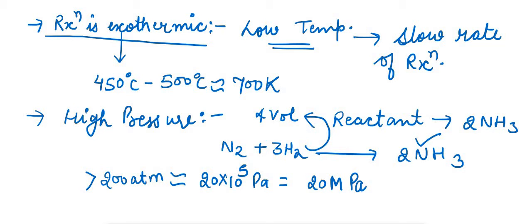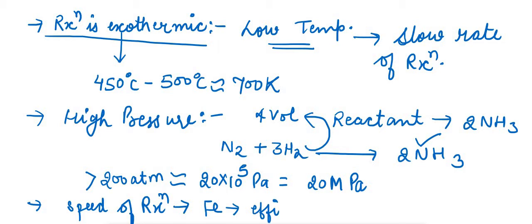The next one is the catalyst and the promoters. The catalyst and the promoters are doing nothing but increasing the speed of the reaction. The catalyst we use here is iron, and the promoters increase the efficiency of this catalyst. Promoters help the catalyst to increase its efficiency. The two promoters used are molybdenum and Al2O3 in this reaction.